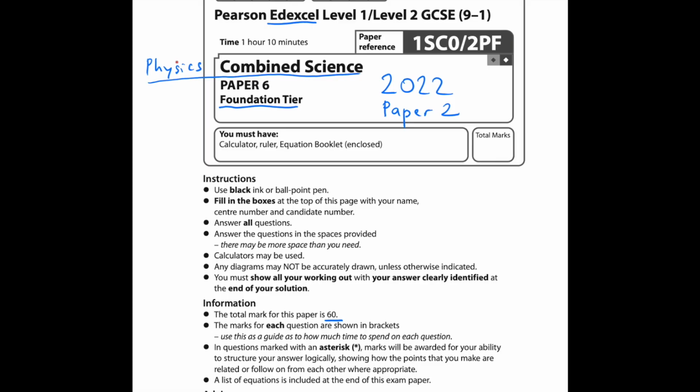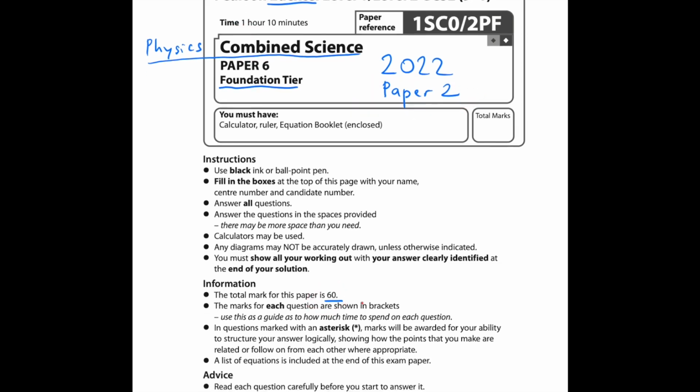Right, here's a walkthrough for the Physics Combined Science paper. It's the foundation tier from 2022 and it's paper 2. You get 1 hour and 10 minutes and it's worth 60 marks.